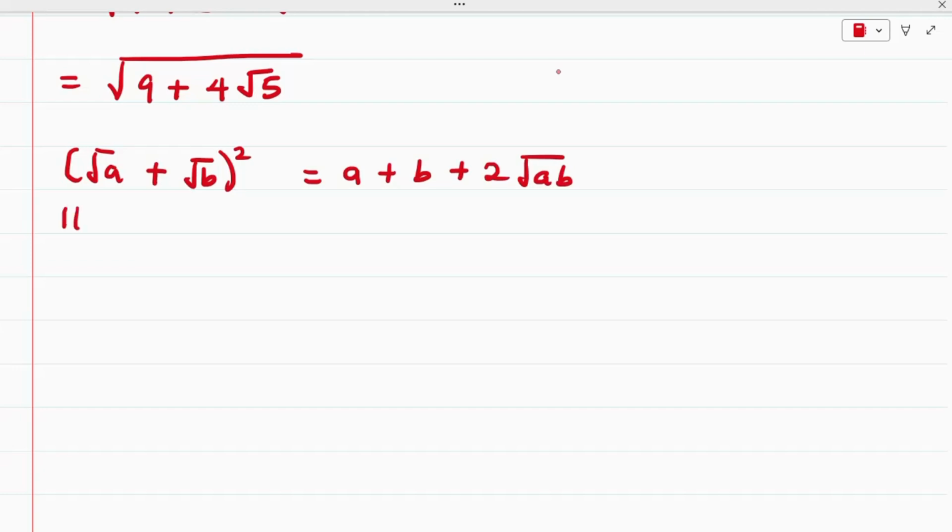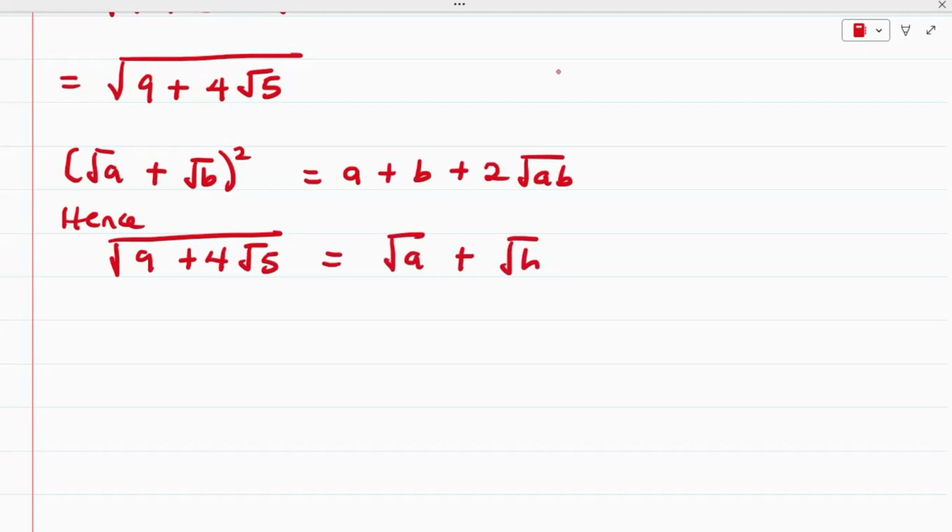Alright, so from here we have this to be the square root of 9 plus 4 into the root of 5. This is equal to the square root of a plus the square root of b, because this right here has both rational and irrational parts. So that is why we are applying the property of nested radicals. So from here all we have to do is to simply square both sides. So this is going to cancel out this.